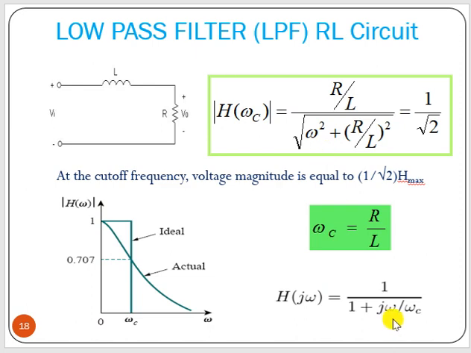And from here we can say that when omega equal to 0, what happens? This term becomes 1. And when omega becomes infinity, what happens? 1 by infinity is 0. So it is exactly this particular low pass function.